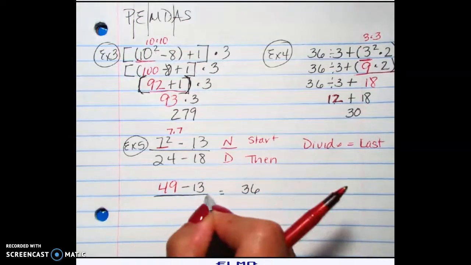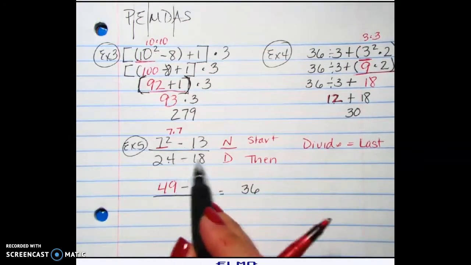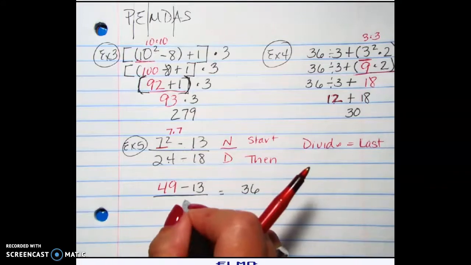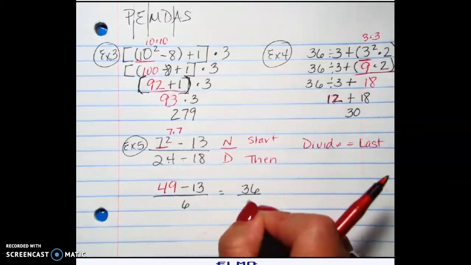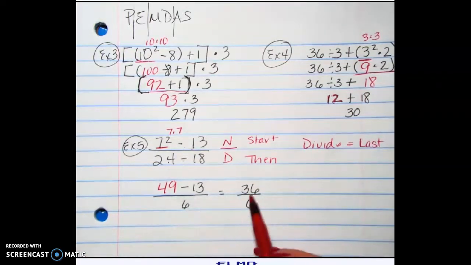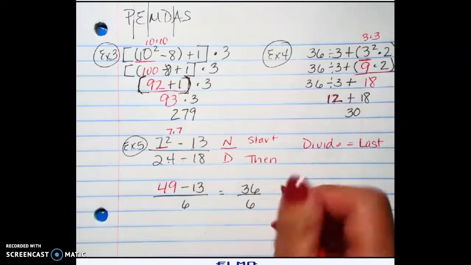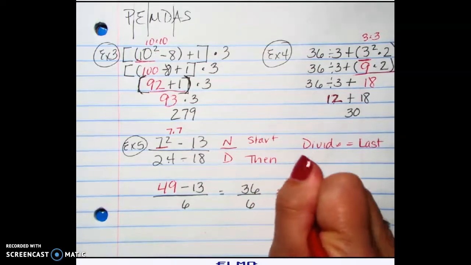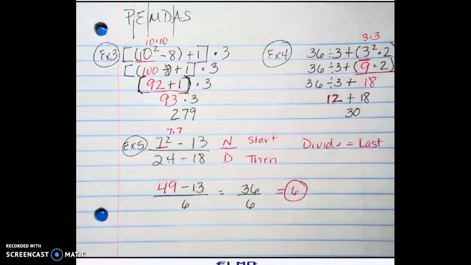Now I'm going to go to my denominator. It is 24 minus 18, which is 6. So let me just move it right over to here. So actually 36 divided by 6 equals 6. And there's my answer. That is my favorite lesson, the order of operations.